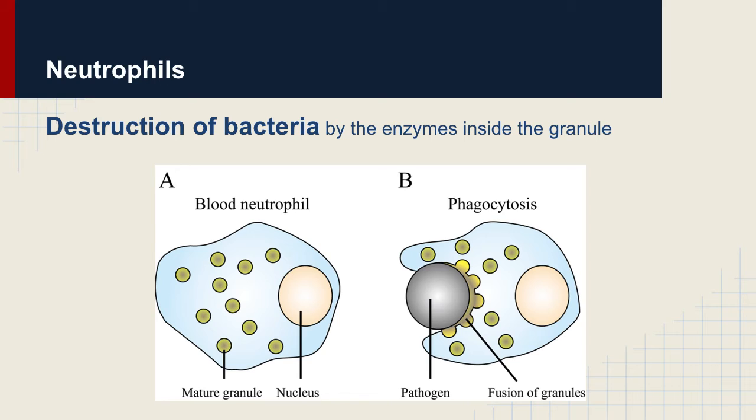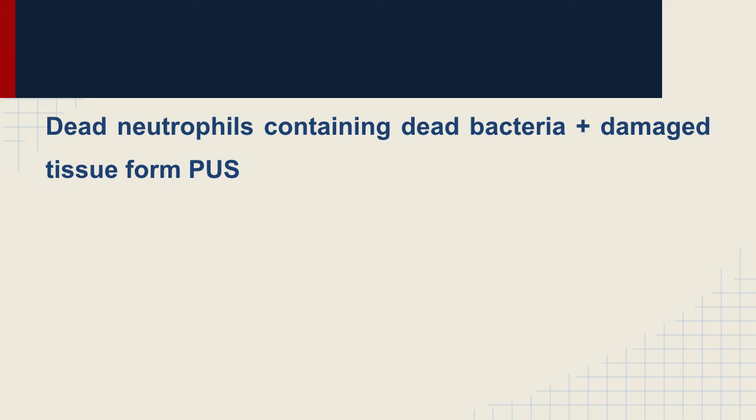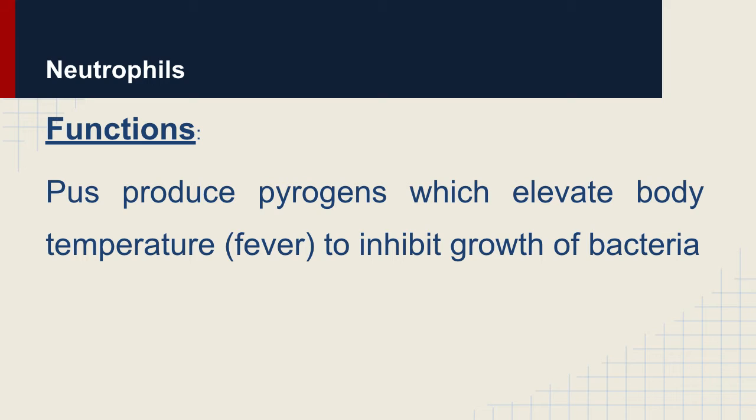Some of the neutrophils cannot withstand the battle and they die. Dead neutrophils containing dead bacteria and damaged tissue form pus. What's pus? Pus is a viscid white fluid present inside the infected wounds. What is the importance of the pus? Pus produces pyrogenic factors or pyrogens which elevate the body temperature to inhibit the bacterial growth. Abnormal counts are not included in your exams.